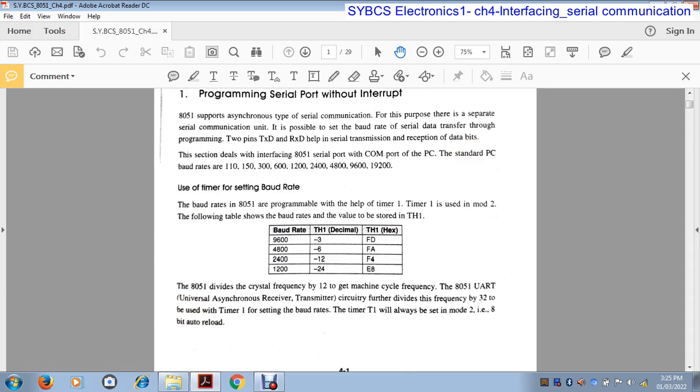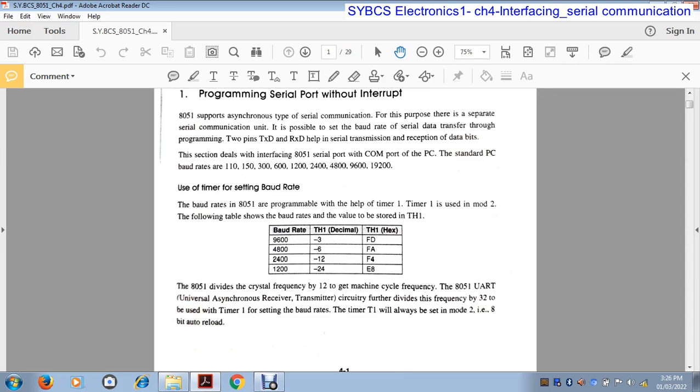In this article we are dealing with interfacing the 8051 serial port with a COM port. COM means the communication port of the PC. The standard PC baud rates are 110, 150, 300, 600, 1200, 2400, 4800, 9600, and 19200. So these are the typical baud rates of any PC.